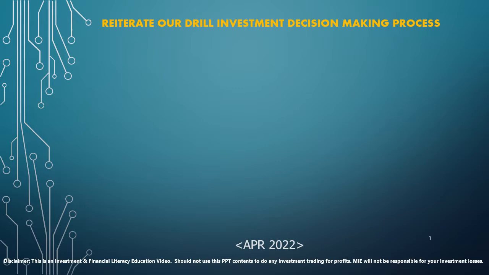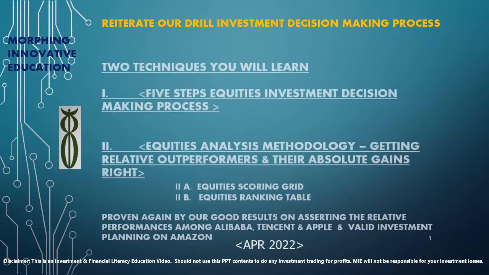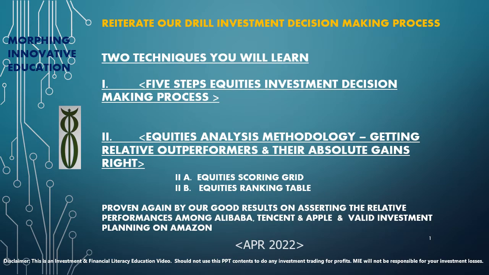Hi everybody. I would like to answer the request that we reiterate and explain our dual investment decision-making process. This time is on the equities. In February, we had three stocks as examples and talked about 5 steps in the equity investment decision-making, our equity scoring grid and our equity ranking table.